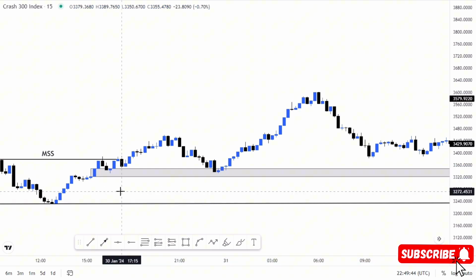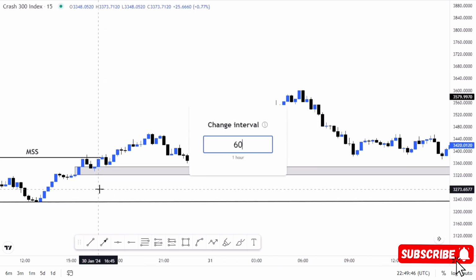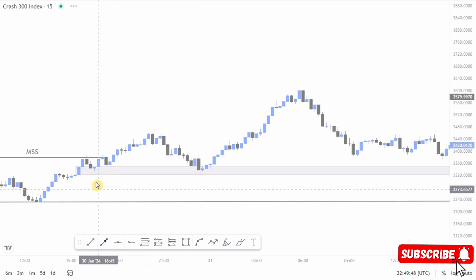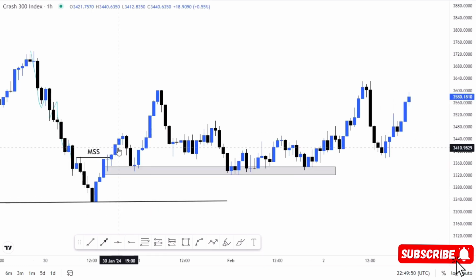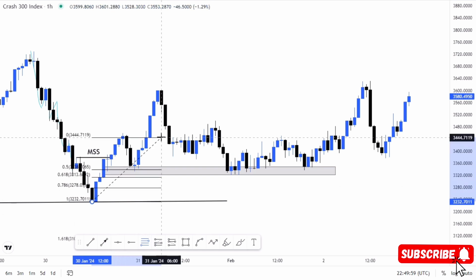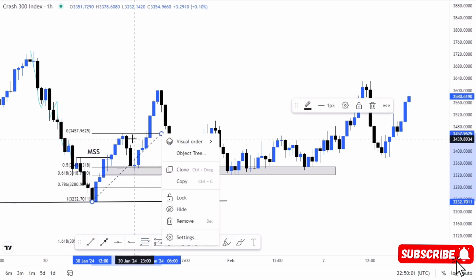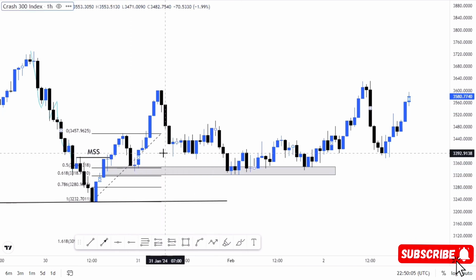We have a fair value gap. The market retreated back into it. Now let's go back to the 1 hour time frame. You can clearly see now that the market has come back to the fair value gap, and if we pick a Fibonacci from the swing low to the swing high, we can clearly see that we have a 51.8% retracement, and then a 51% retracement. Let me mark it out.